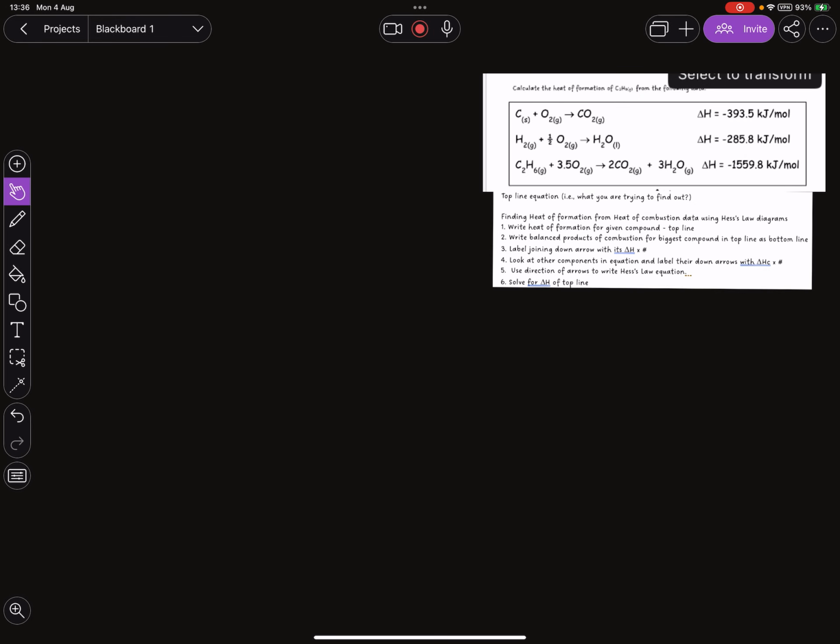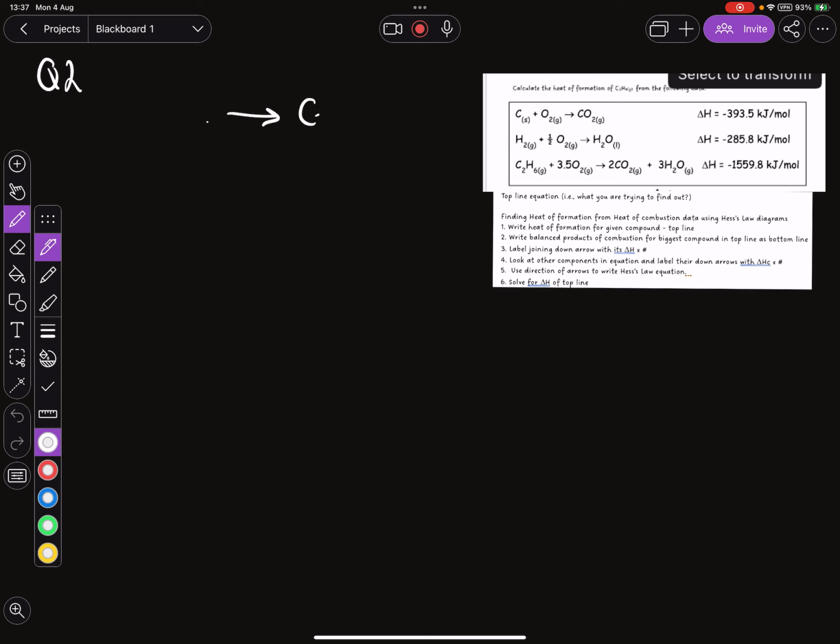Okay, so this is question 2 in our trying to figure out Hess's law calculations. It is asking us for the heat of formation of ethane. So again, when we are drawing these, we are doing our arrow, we are going C2H6, and then we're figuring out what are my elements in their standard states. So I must have 2C, and to get H6 I must have 3H2. Okay, so that is my top line done.